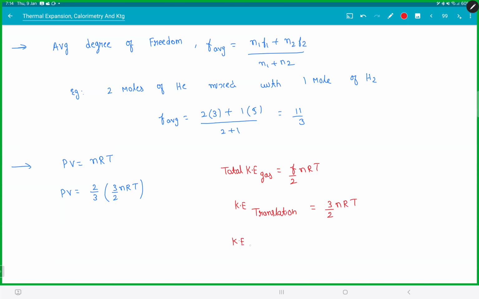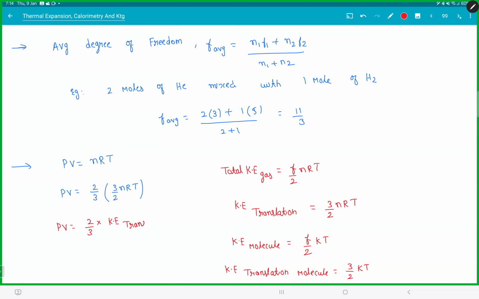The kinetic energy of a molecule is F by 2 kT. Kinetic energy of translation of a molecule is 3 by 2 kT. So the moment you say translation, there are only 3 components, F won't come. So this can be written as PV is equal to 2 by 3 kinetic energy of translation.